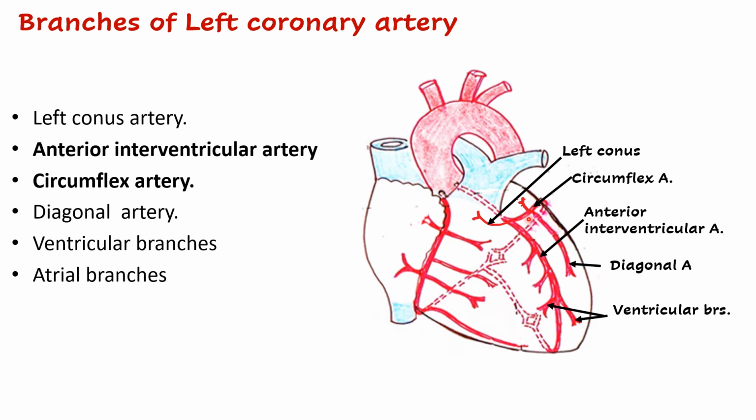And we also have atrial branches from the circumflex artery, and one of those atrial branches will supply the SA node, and this occurs in 35% of the cases. In 65% of the cases, the SA node is supplied by a branch from the right coronary artery. So these are the branches of the left coronary artery, and two very important ones you should remember are the anterior interventricular or anterior descending, and the second one is the circumflex artery.